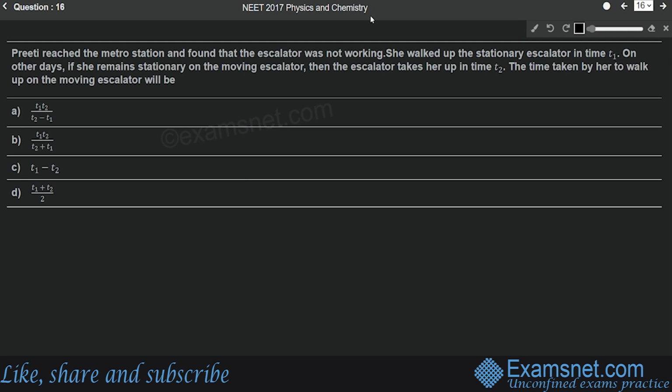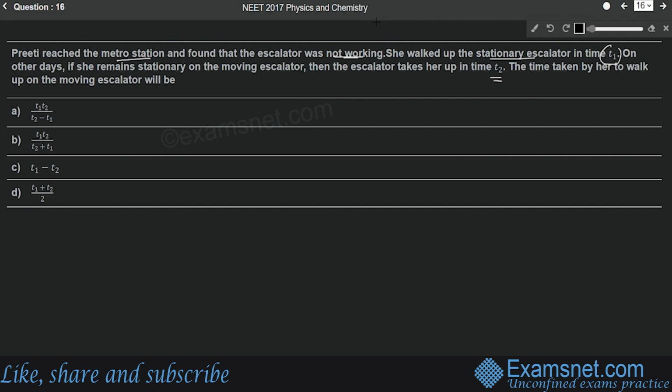Question number 16 is from the chapter Motion in One Dimension, and the question is, Preeti reached the metro station and found that the escalator was not working. She walked up the stationary escalator in time t1. On other days, if she remains stationary on the moving escalator, then the escalator takes her up in time t2. The time taken by her to walk up on the moving escalator will be.